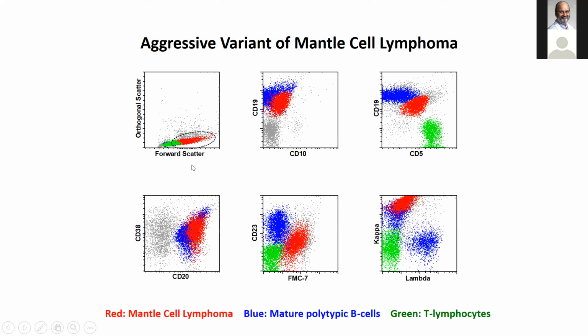If you don't have the morphology, you might be clued off that potentially this could be an aggressive variant of mantle cell lymphoma. So what are those aggressive variants? A blastoid variant and pleomorphic variant. All right, this one here turned out to be a blastoid variant of mantle cell lymphoma. It did have an 11;14 translocation.